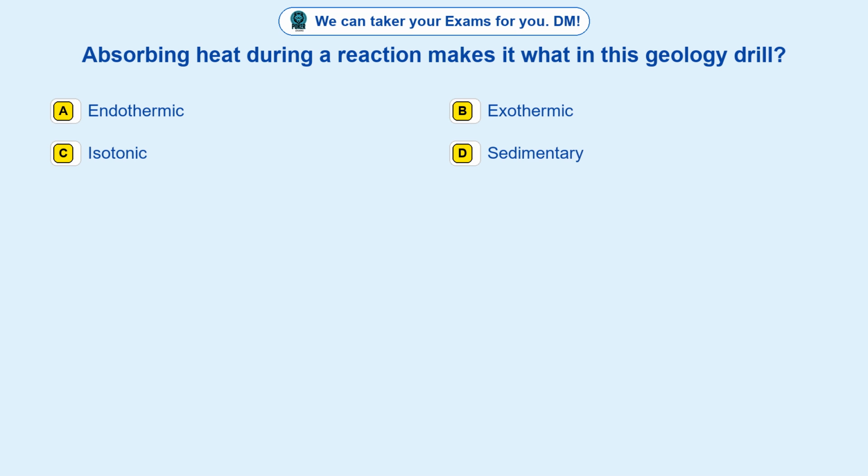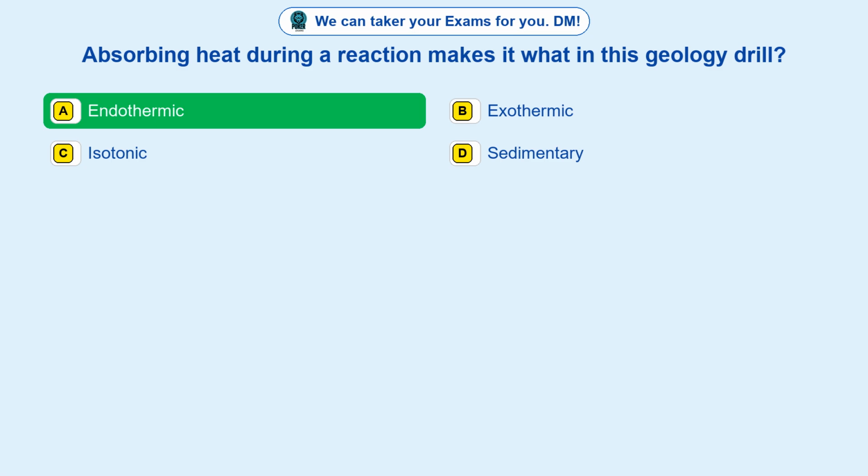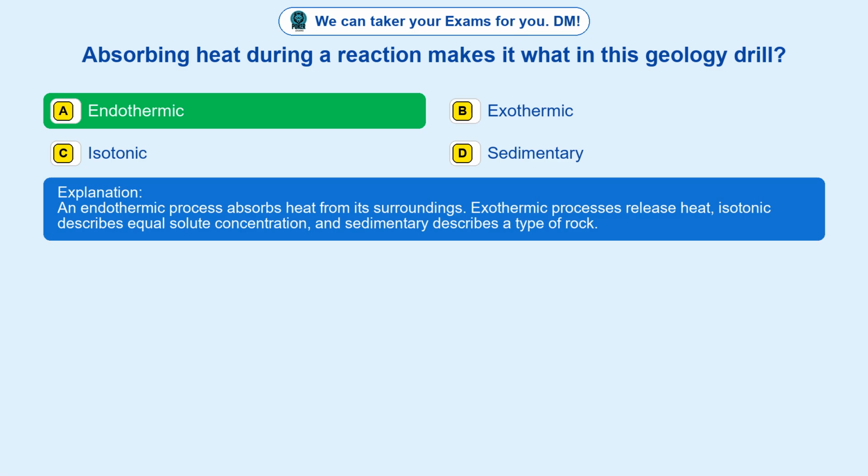Question 47. Absorbing heat during a reaction makes it what in this geology drill? Option A, endothermic. Option B, exothermic. Option C, isotonic. Option D, sedimentary. The correct answer is option A, endothermic. An endothermic process absorbs heat from its surroundings. Exothermic processes release heat, isotonic describes equal solute concentration, and sedimentary describes a type of rock.